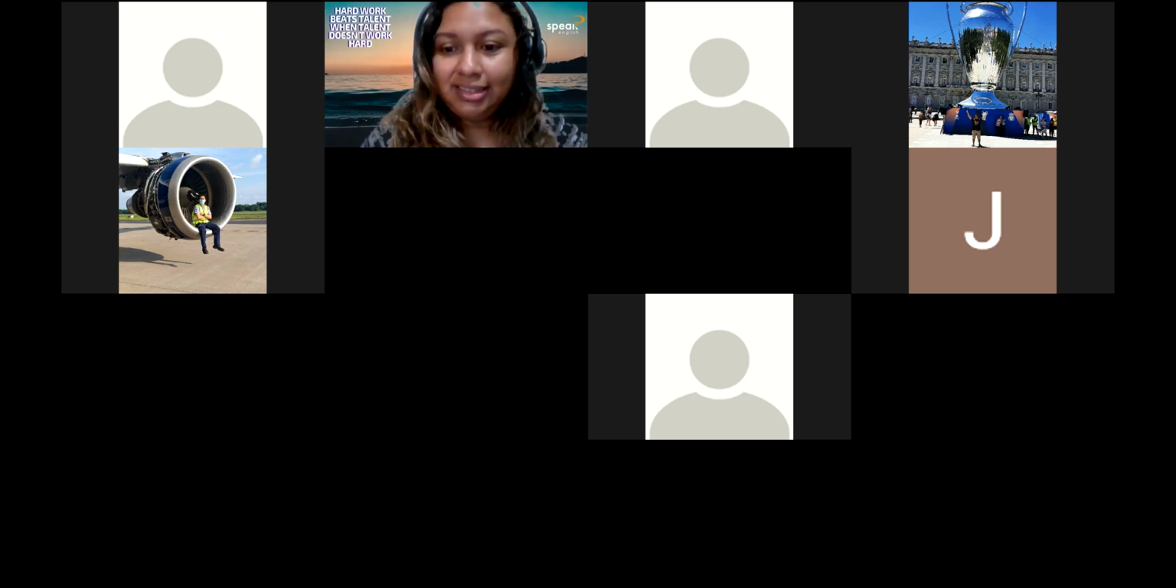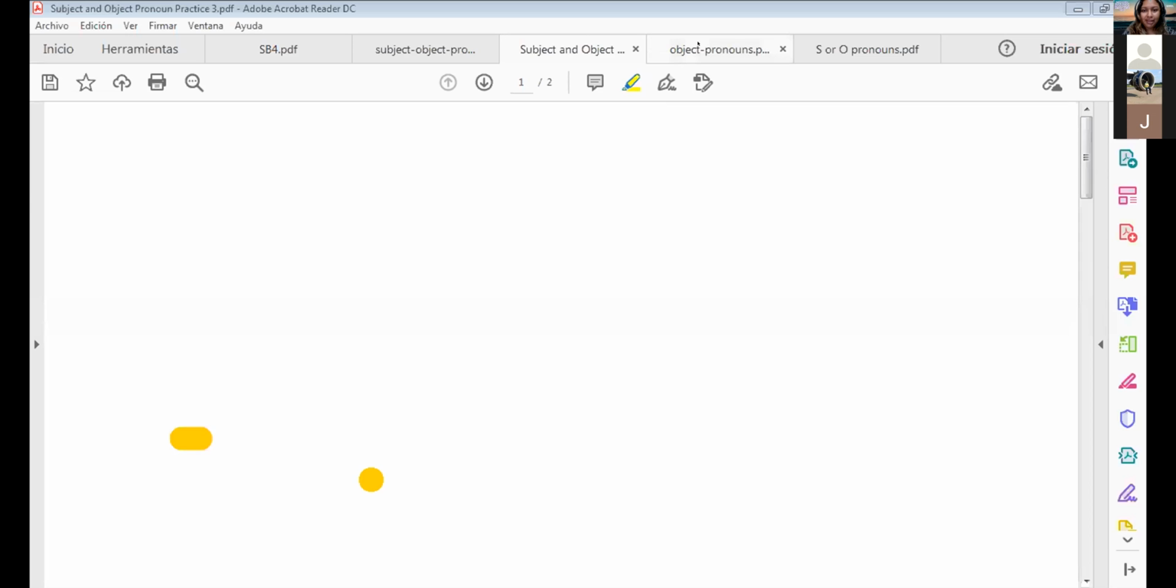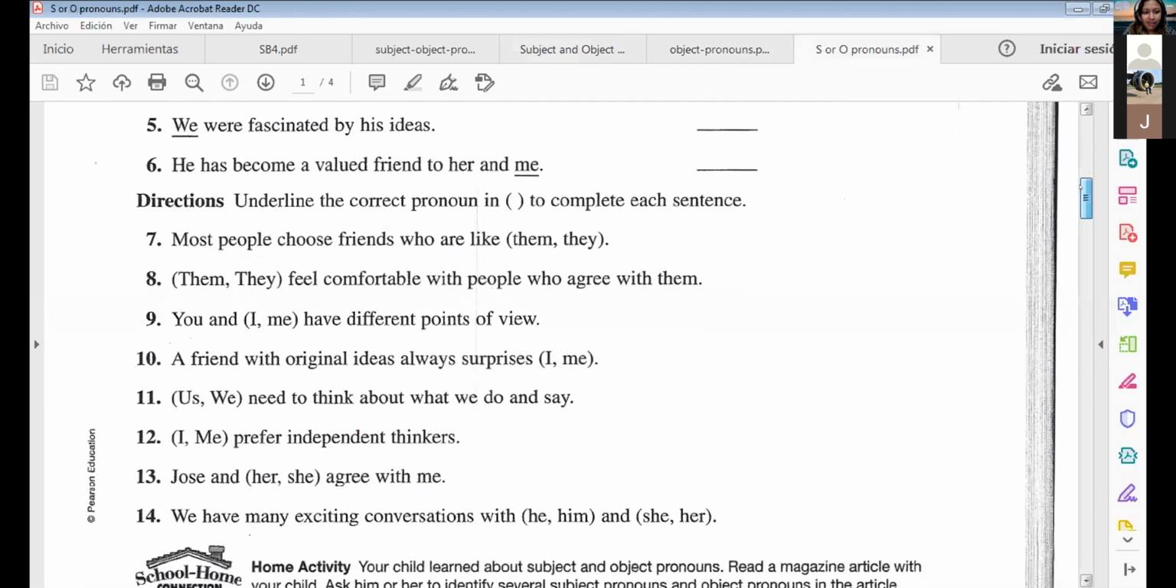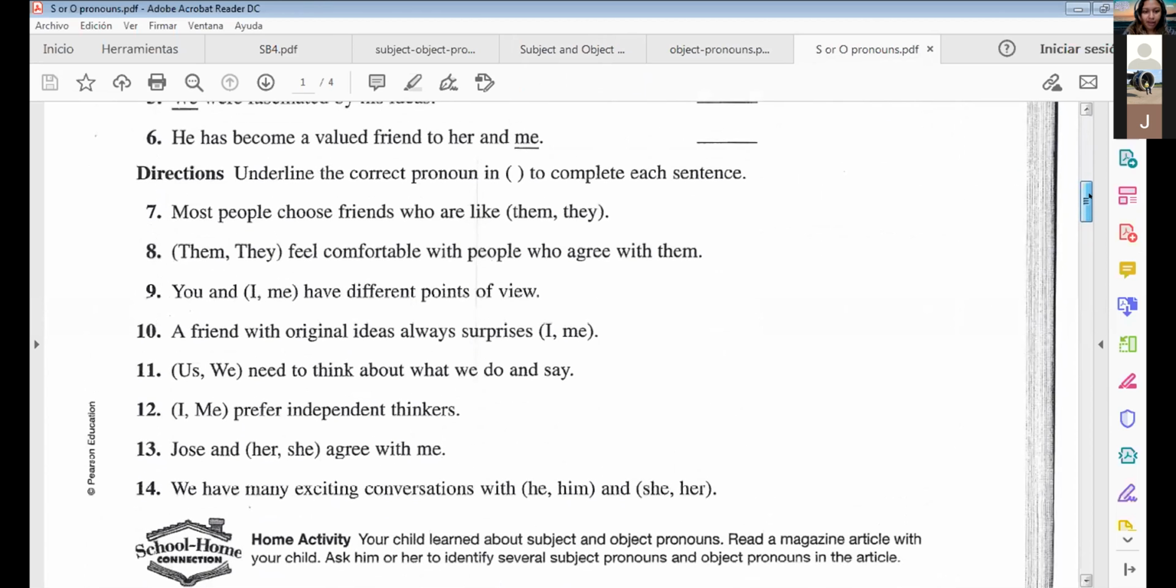Okay. Let's see. We have another exercise. Let's work on another one. Okay, but this time we're doing it all together. So in this case, we say, okay, now, number 7. Most people choose friends who are like them or they? Most people choose friends who are like them. Them, right?